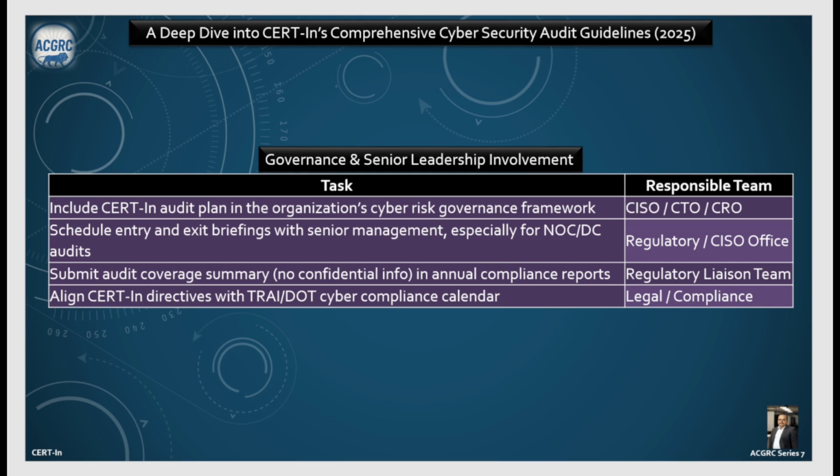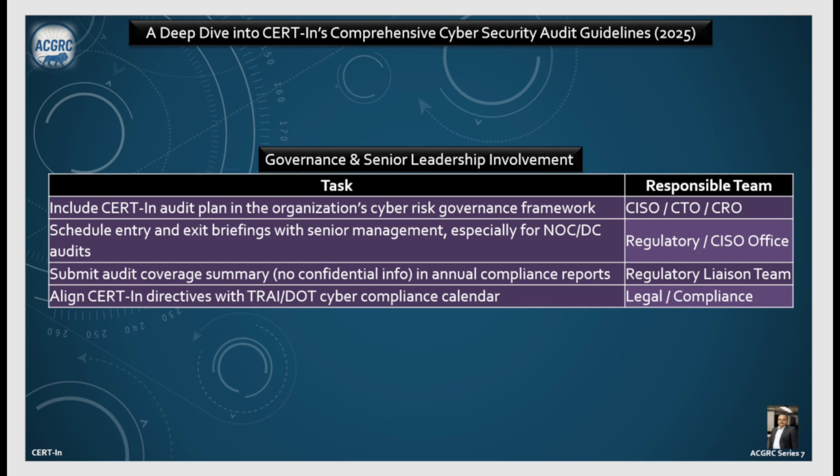The first part is governance and senior leadership involvement. In this, you need to include the CERT-In audit plans in the organization's cyber risk governance framework. For this, you need to loop in the CISO, CTO, and the Chief Risk Officer. Second step is to schedule entry and exit briefing with senior management, especially for NOC and DC audits. Here you need to get the regulatory team and the CISO office involved.